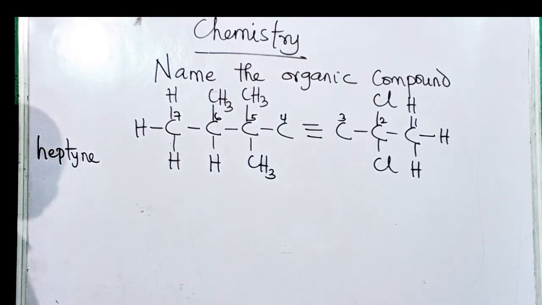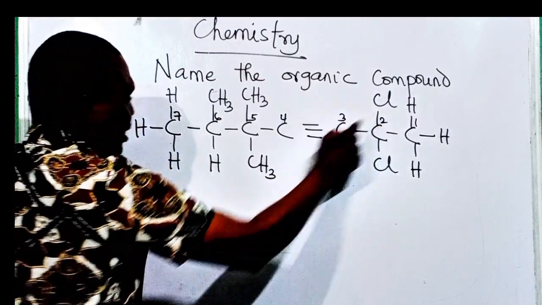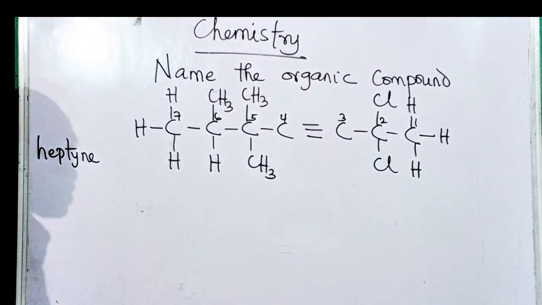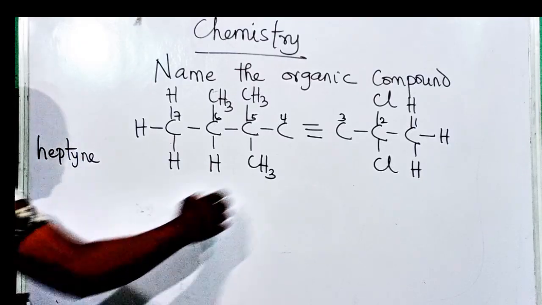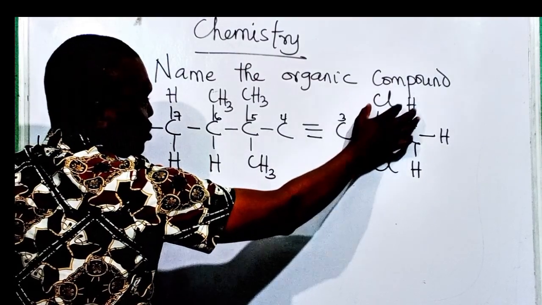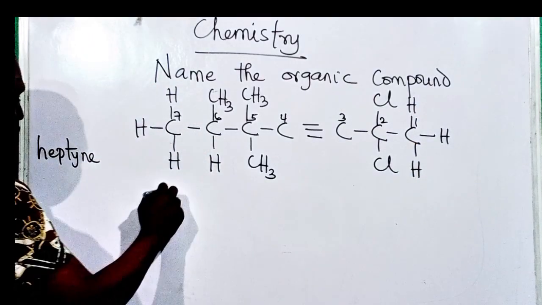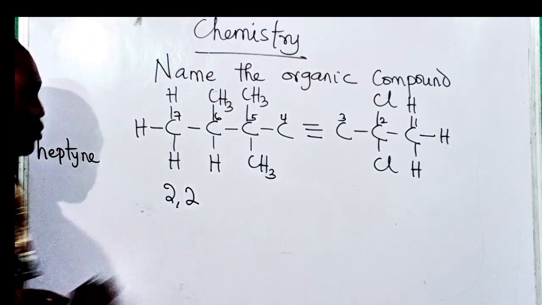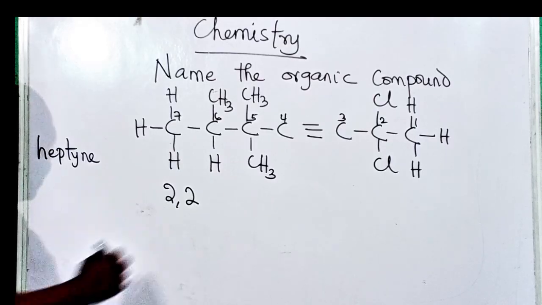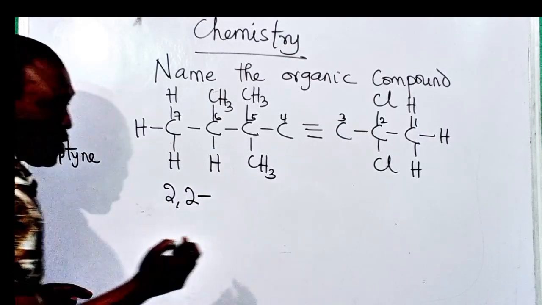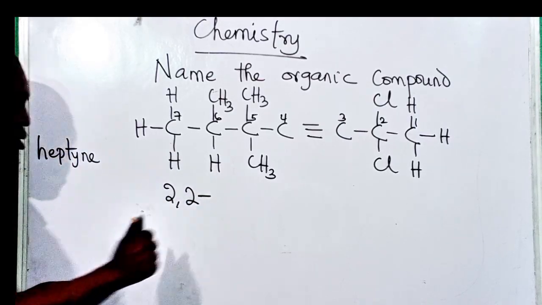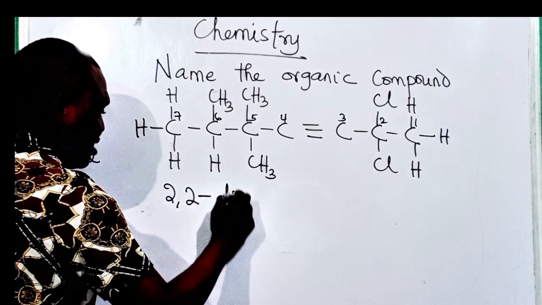Right, now from here, what do I do? Now this is chlorine, and this is methyl. Alphabetically, C comes before M. So it shows that it's going to be 2. Chlorine is on this second carbon atom, so it's going to be 2,2. Don't forget the hyphen, because it is 2 chlorine atoms, so it becomes dichloro.